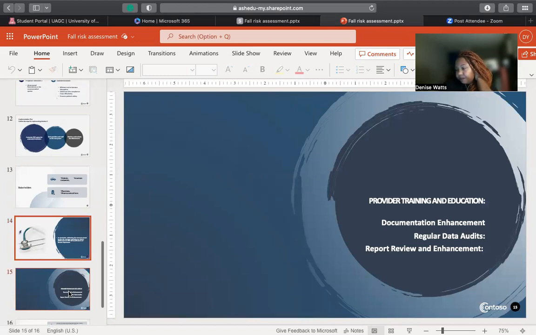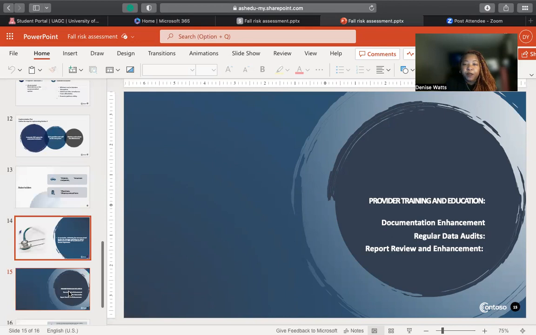the assessment tool to make it more intuitive and user-friendly for providers, ensuring that it captures the necessary data points discreetly. Regular data audits: implement regular audits of the documentation to identify any gaps or inconsistencies in fall risk assessments and take corrective action promptly.